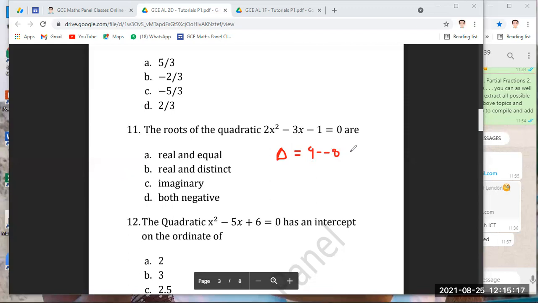So this gives us 17, which is greater than 0, right? This is strictly greater than 0. So what can we say about the roots? The roots are real because this one is positive. They are not equal because this one is not equal to 0. So they are real and distinct. They are real but different.